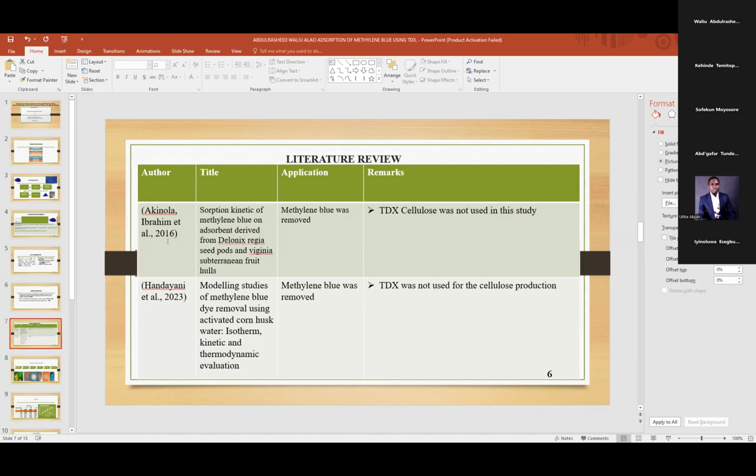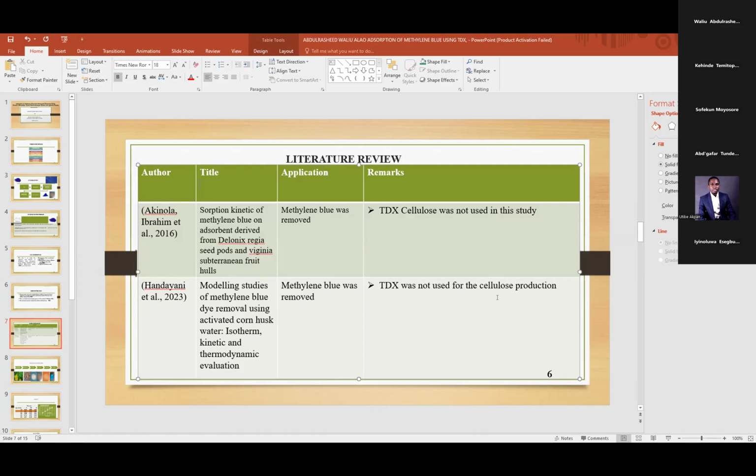Based on Akintola Ibrahim et al. in 2016, TDS was not used as an adsorbent to remediate methylene blue. In this study, I made use of cellulose from TDS, which is a waste. Also, according to Andayani et al. in 2023, methylene blue was removed, but TDS was not used for the cellulose production.